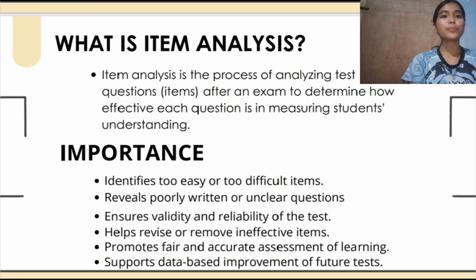Second, it reveals poorly written or unclear questions. It shows which questions might confuse students because of wording or unclear options. Example, if many students misinterpreted a question, it may need rewording. Third, it ensures validity and reliability of the test. Item analysis checks whether each question measured the right learning goal and whether the test produces steady, consistent results.